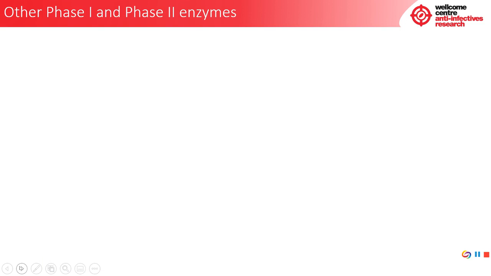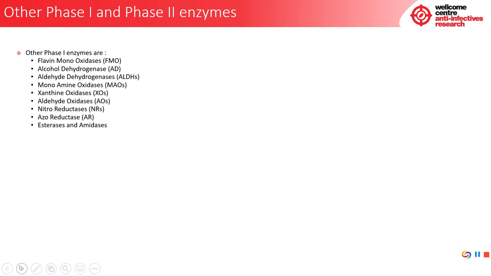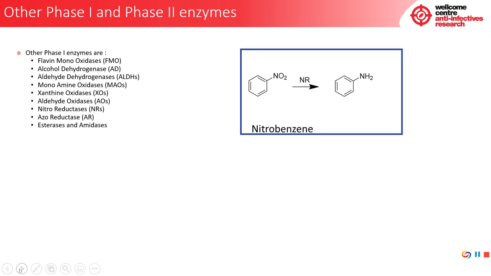There are other phase 1 and phase 2 enzymes. The other phase 1 enzymes are flavin monooxygenase, FMO, alcohol dehydrogenase, ADH, aldehyde dehydrogenases, ALDH, of different isoforms, monoamine oxidases, MAO-B and MAO-A, xanthine oxidase, aldehyde oxidase, nitroreductase, azoreductase, and of course esterases and amidases. A nitroreductase enzyme can convert, in this case, nitrobenzene to aniline.